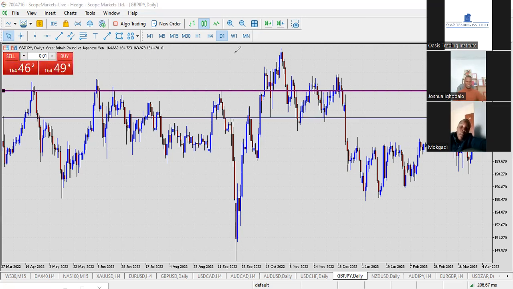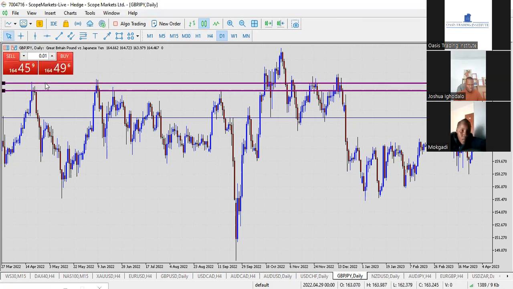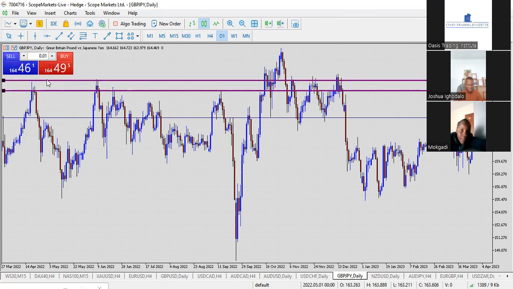So having identified this as a major resistance or support, the next thing we're going to check is another major resistance and support. We're going to look for another one. Even if we put this here, it is still a major, right? It's still a major, but not much more.